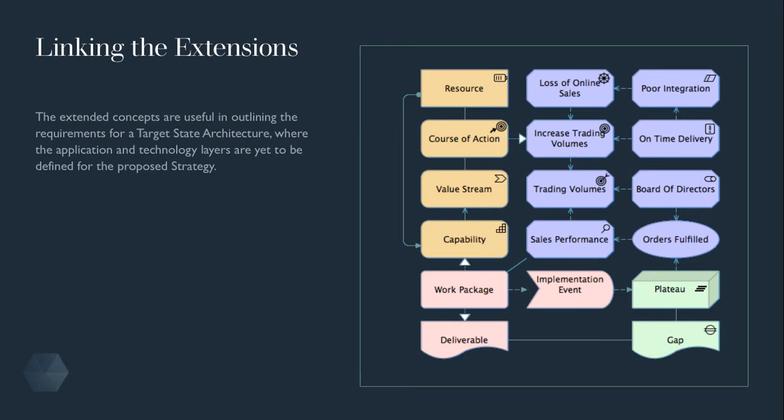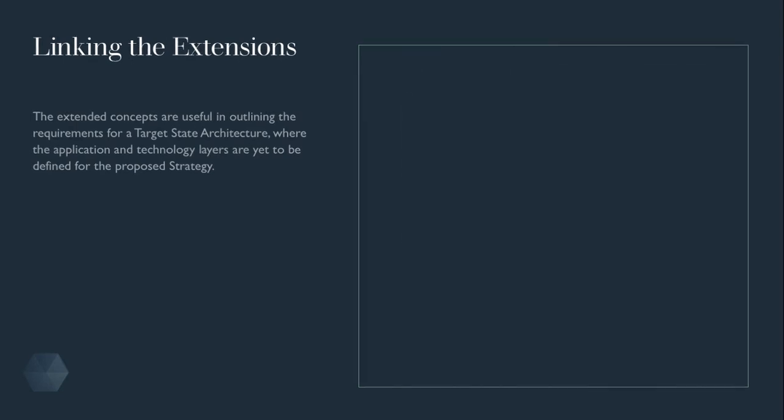The business goals can have a course of action to determine which parts of the business value stream need the required capability and what resources may be required to meet the course of actions. In turn, this will determine a work package with relevant deliverables to determine how to close any gaps and implement the final solution to meet the plateau of the value of orders fulfilled that is required.